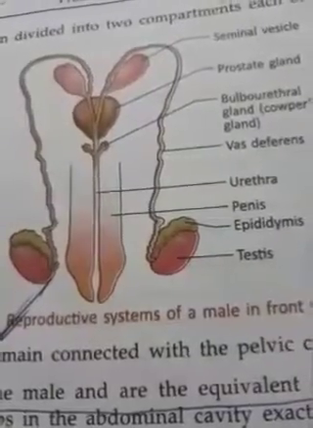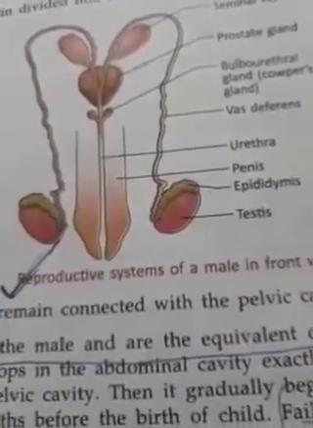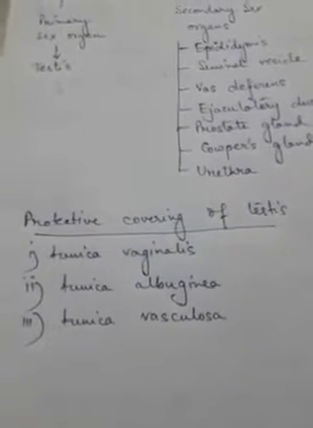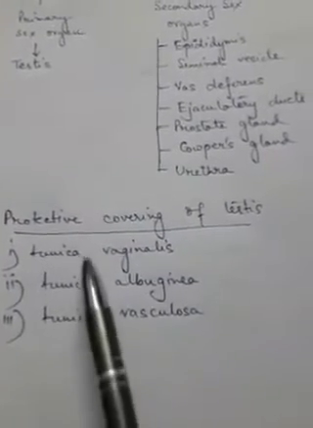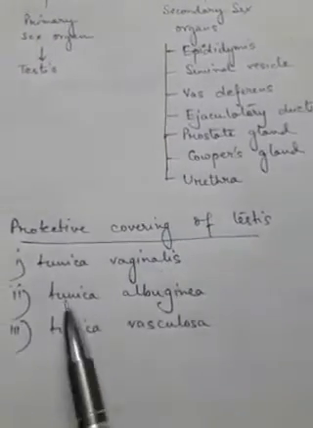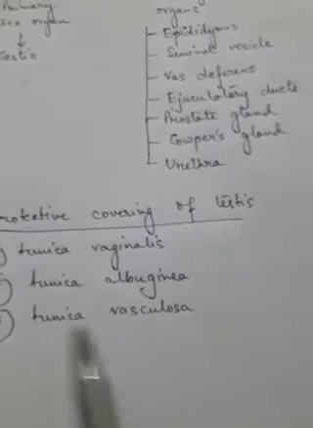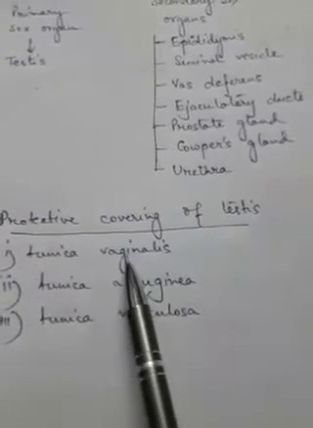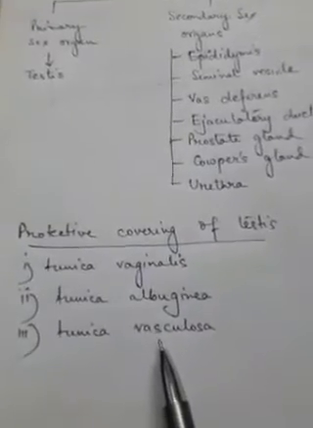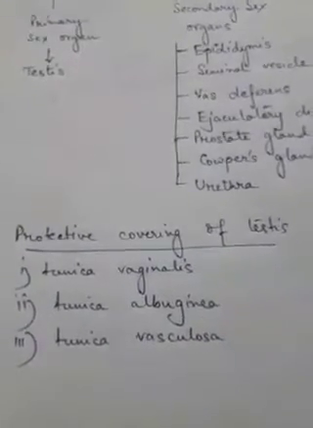So testes have a protective covering. The testis is covered by 3 layers, as you can see. I have written them: tunica vaginalis, tunica albuginea, and tunica vasculosa, where tunica vaginalis is the outermost one. So these 3 layers are the protective covering of the testis.